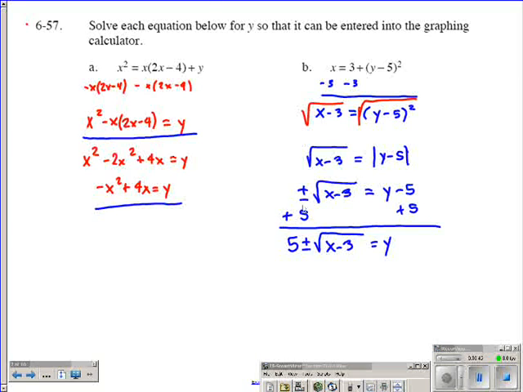If you were typing this into the calculator, you can't type it in as one function. You would have to type it in as 5 plus the square root of x minus 3, and then you would also have to have 5 minus the square root of x minus 3. If you wanted to type it into the calculator, you would have to put both of those in there. But if you're just looking at isolating y, this would be the expression you would end up with.